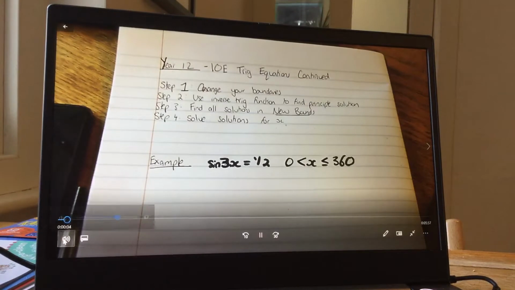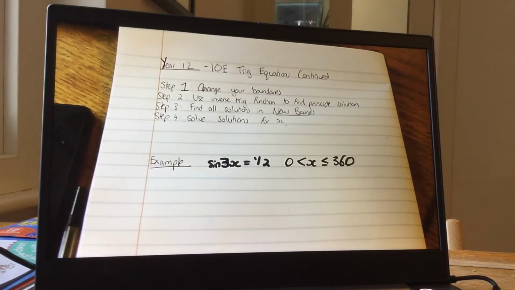This is the steps for chapter 10e, trigonometric equations continued, basically. So there's 4 steps which I would like you to pause the video and copy down now. And once you've copied the steps down, I will talk you through what each one of them means with the following example below. So definitely worth you pressing pause and copying everything down.